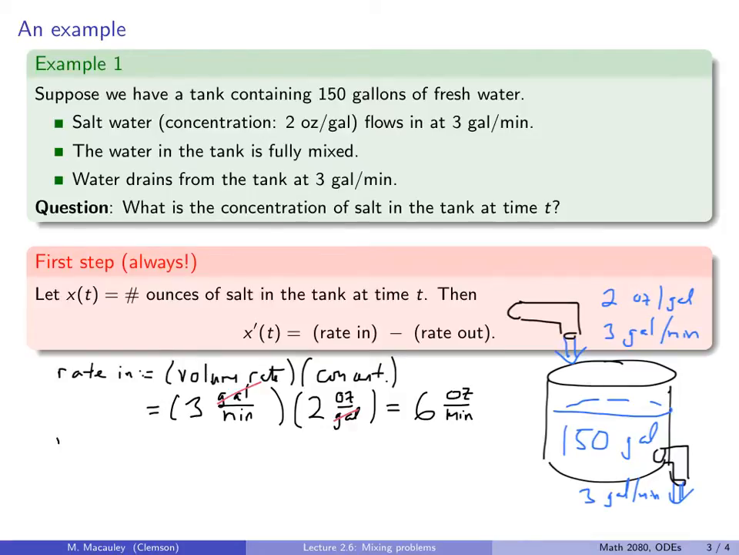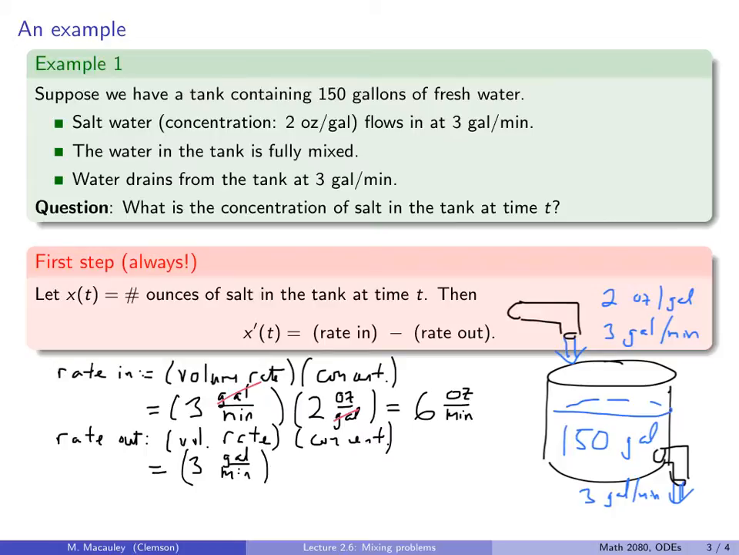So the rate out, I'm going to write the same thing. It's the volume rate times the concentration. So the volume rate out is the same as the rate in, so it's 3 gallons per minute.